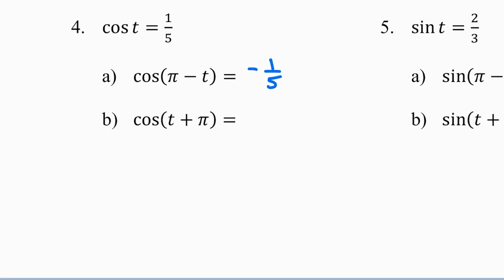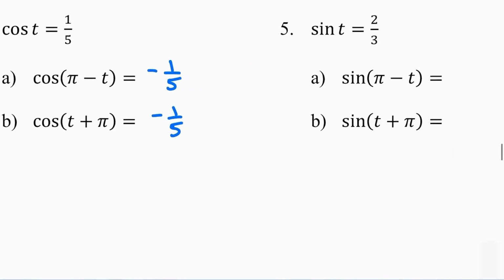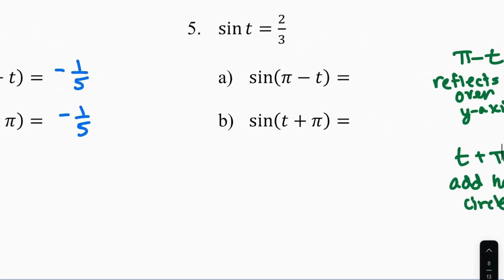What about cosine of t plus pi? Well, again, if we think about this very basically, let's just say our angle's in quadrant 1. T plus pi is adding a half circle, so it goes from quadrant 1 to quadrant 3. What sign do we get if we're talking about cosine in quadrant 3? Well, quadrant 3 is going to the left, so negative 1/5. But that doesn't happen for every single trig function. It all depends. Like, for example, sine of t.